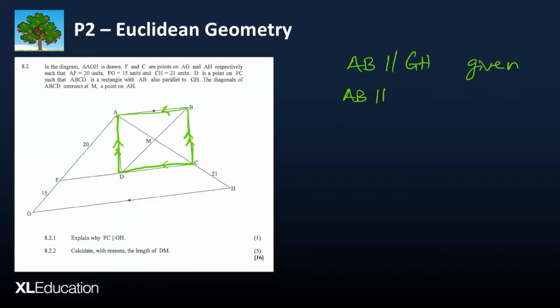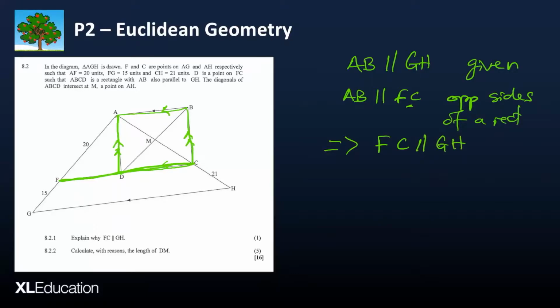AB is parallel to CD, but CD can be produced to form FC. So we can say AB is parallel to FC, and the reason is opposite sides of a rectangle. Okay, so because of that, it therefore follows that FC is parallel to GH. Done. Then you get your 1 mark.